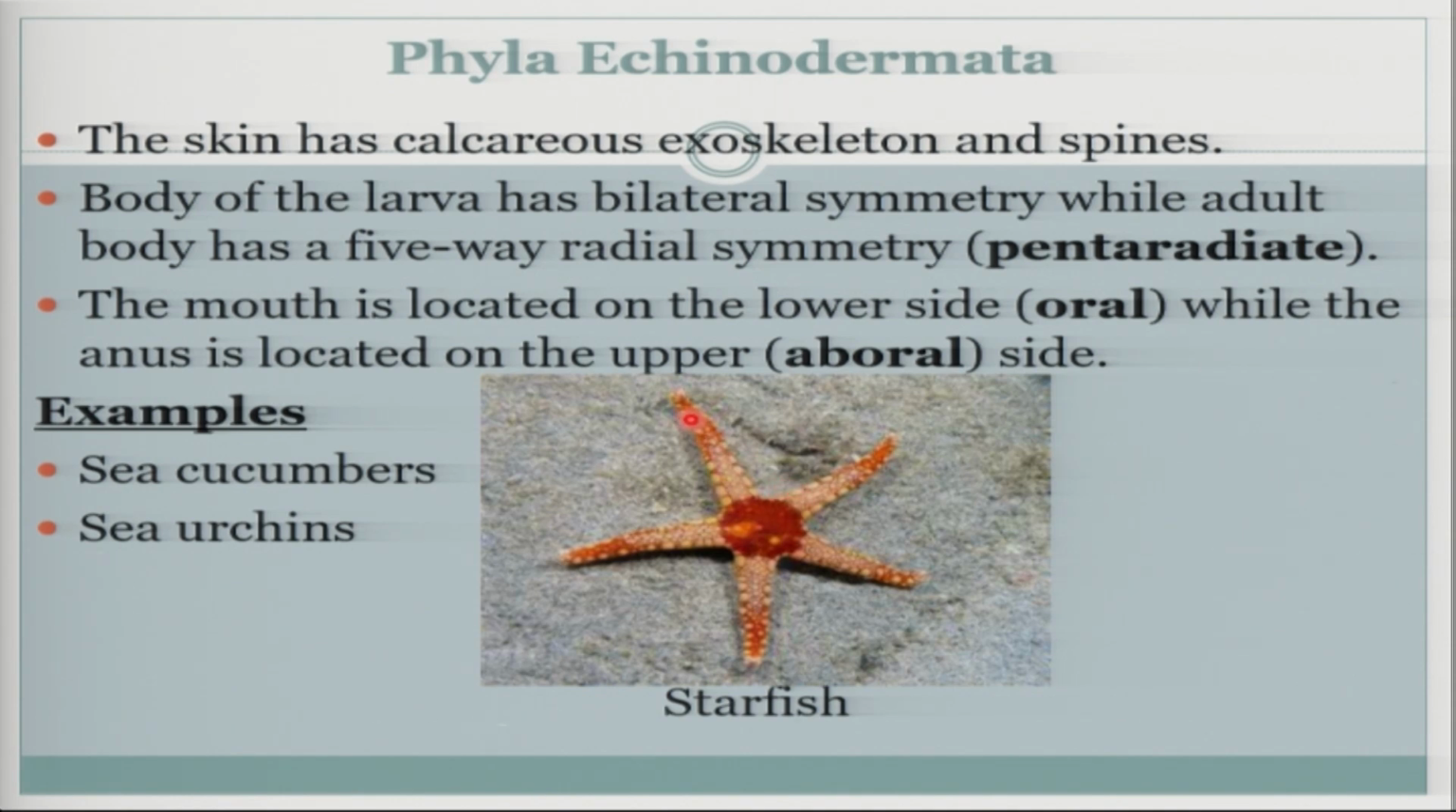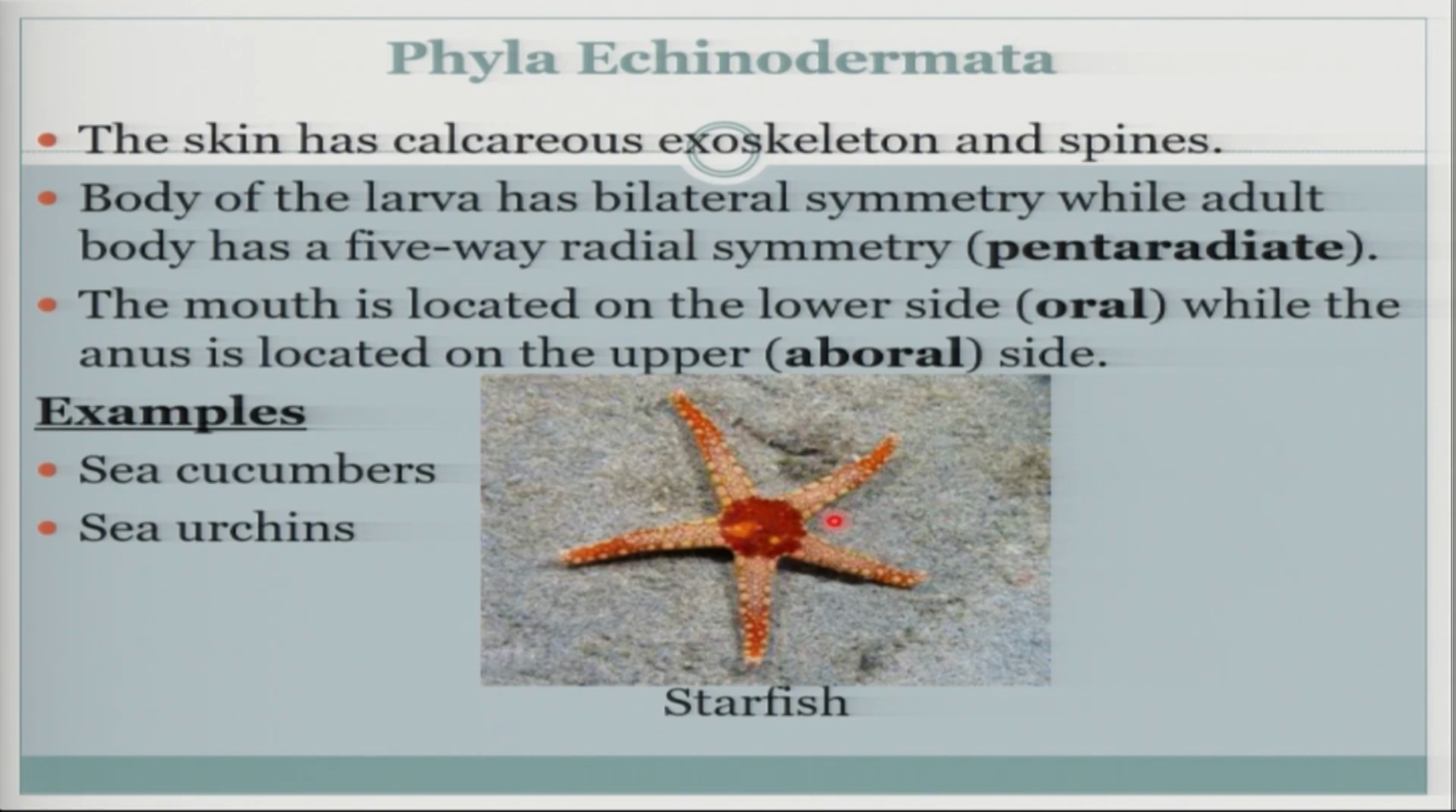It has a calcareous exoskeleton, meaning that it has calcium. Their body is covered by calcium. So it has five projections, which you can call spines. The body of the larva is bilateral; if it's still a larva, it can be divided into two. But the adult, like this one, is pentaradiate, meaning that it can be divided into five equal parts. If you count even these spines, there are five.